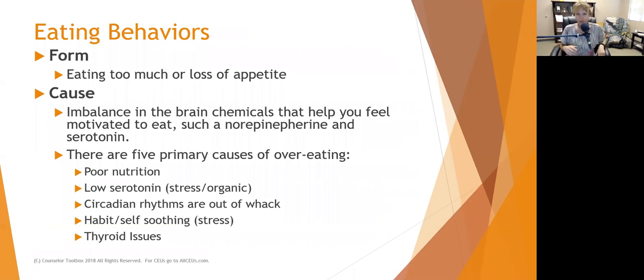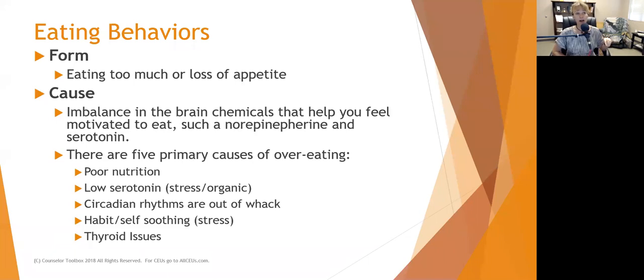But it's important for clients to realize why they're eating. Are they eating out of hunger, or are they eating to self-soothe? If they don't have an appetite, that could just be their body not being in sync with their brain chemicals. Imbalance in the brain chemicals that help you feel motivated to eat, such as norepinephrine and serotonin, can cause changes in eating behaviors. So there's serotonin again, and serotonin is very responsible for eating and feeding behaviors.